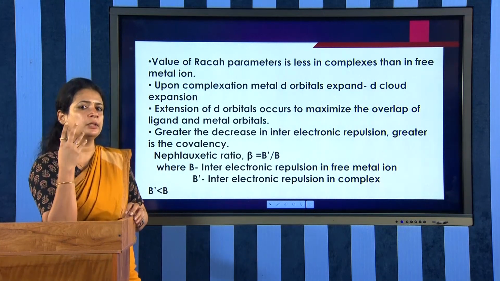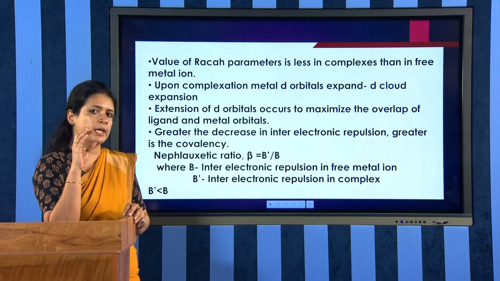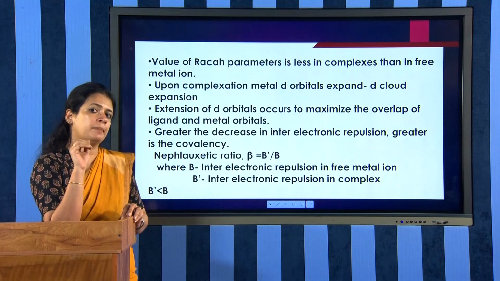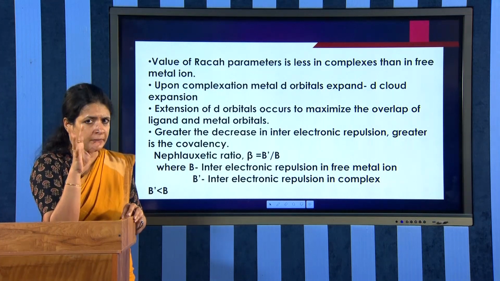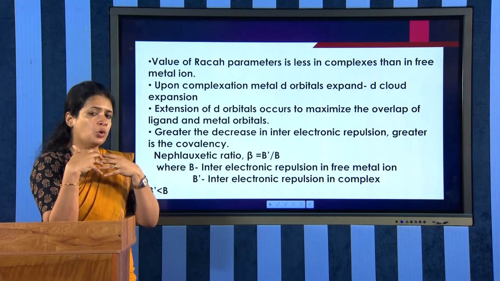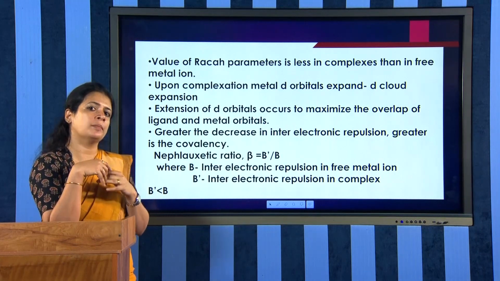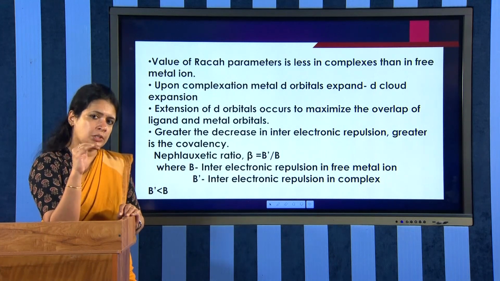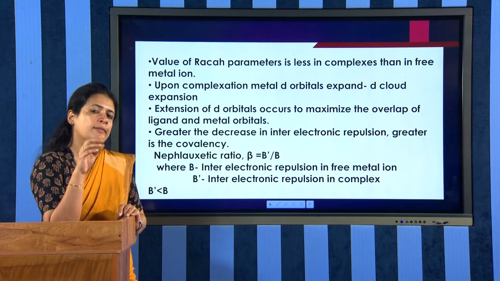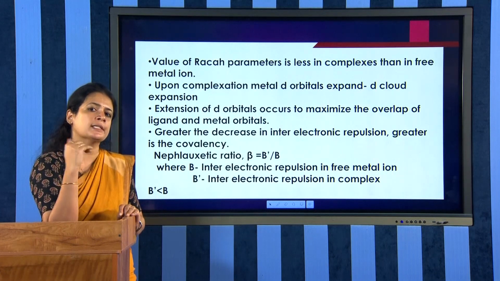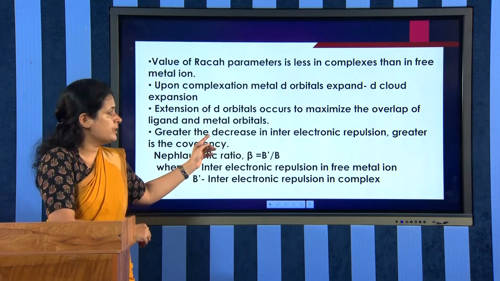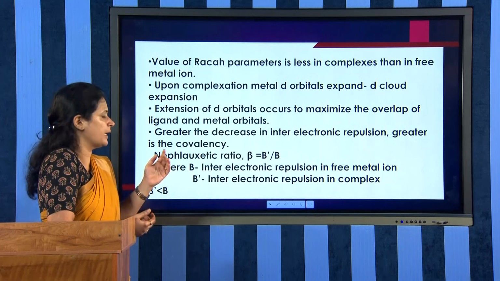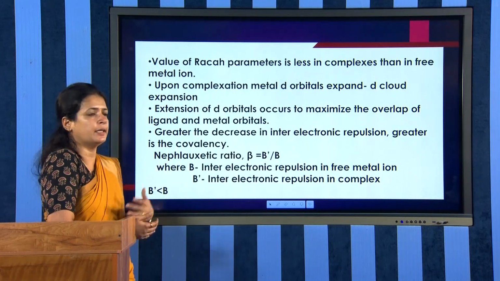Since the metal d orbitals have electrons, interelectronic repulsion is there. To decrease the interelectronic repulsion, what happens? These d orbitals expand to overlap with the ligand orbitals. In that case, what happens? The interelectronic repulsion decreases. That is why I have already told that in the case of a complex, the interelectronic repulsion is less when compared to the free metal ion. And when there is a greater decrease in interelectronic repulsion, you can say that covalency, or covalent character, is greater in that case.